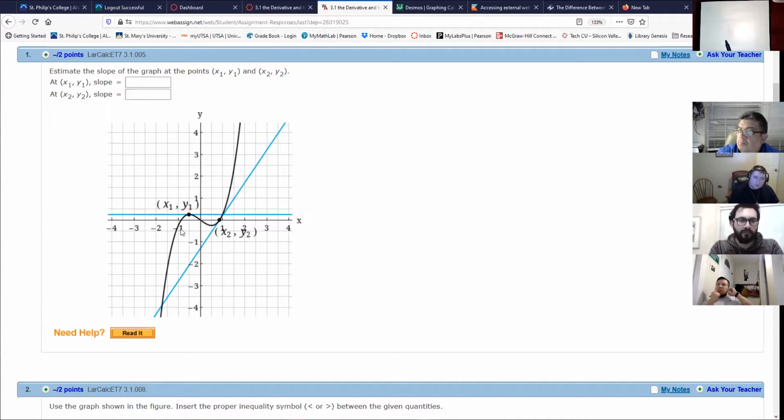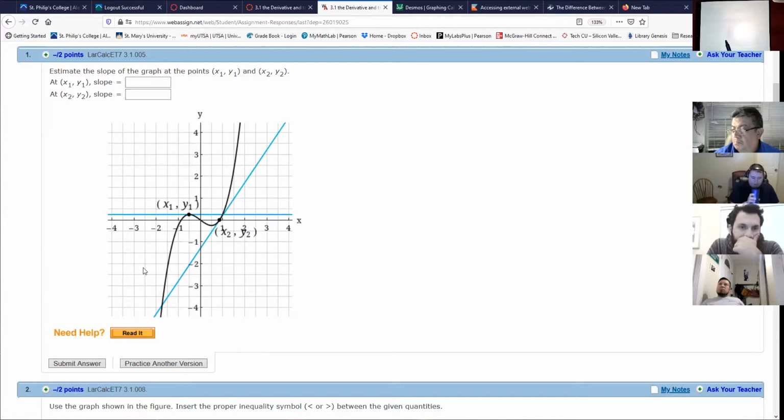Because you see how right here the slope is horizontal, then down here it's negative, then up here it's positive, and the slopes keep on changing, right? So picture drawing a point and then drawing a line right next to it. Point, line, etc. Does that make sense? That's the whole idea of derivative: slopes of the tangent line.